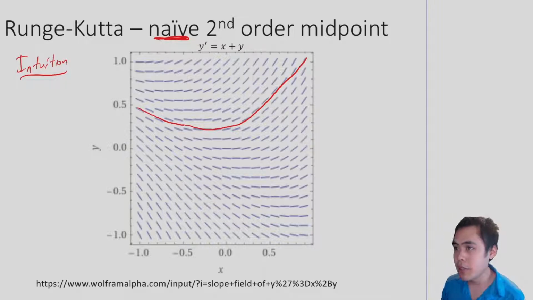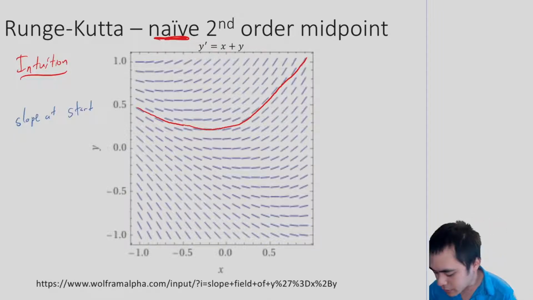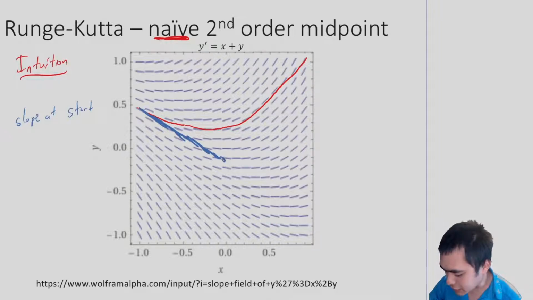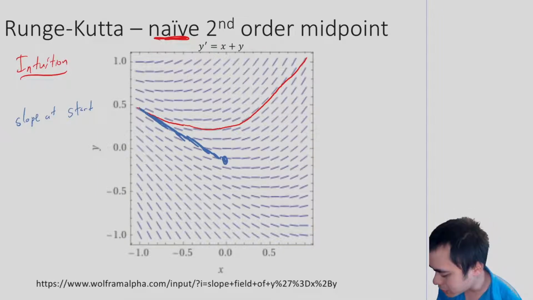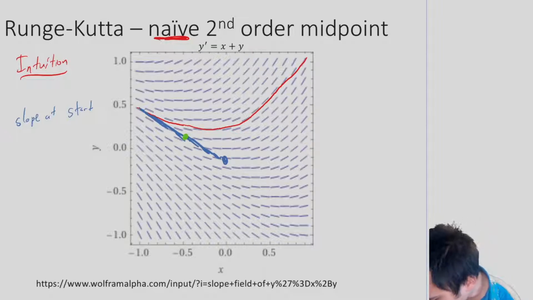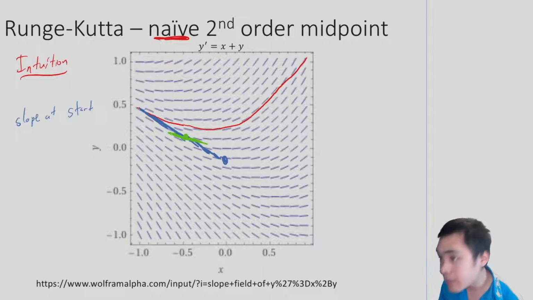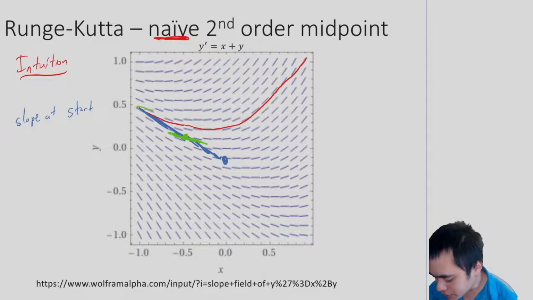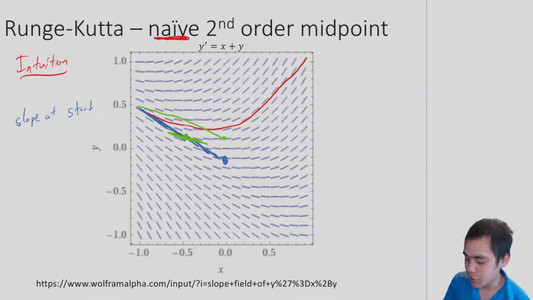And then what we can do is we can use the slope at the start. So we use Euler's method, which would give us this guess here, right? But instead of using Euler's method to guess, we use Euler's method to compute the midpoint. So we compute the midpoint here, and then we use the slope at the midpoint as an estimate of the true slope. So note that the slope at the midpoint isn't, it's the slope at the guessed midpoint.